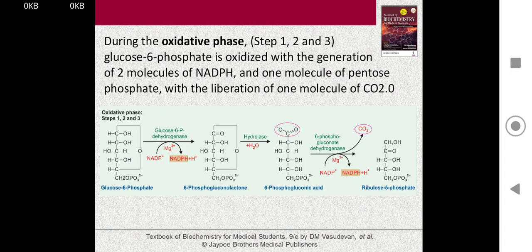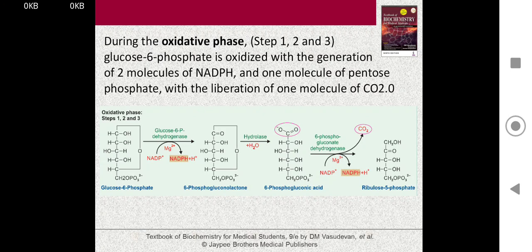Now the HMP shunt pathway, during the oxidative phase, that is step 1, step 2 and step 3. Glucose 6-phosphate is generated by glycolysis from glucose by the hexokinase or glucokinase, depending on the site. During the oxidative phase, glucose 6-phosphate is oxidized with the generation of 2 molecules of NADPH and 1 molecule of pentose phosphate with the liberation of 1 molecule of CO2, carbon dioxide.